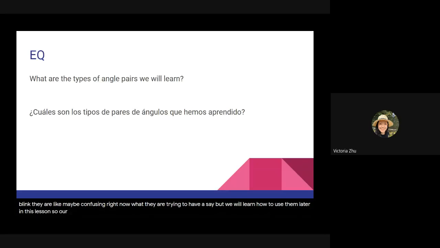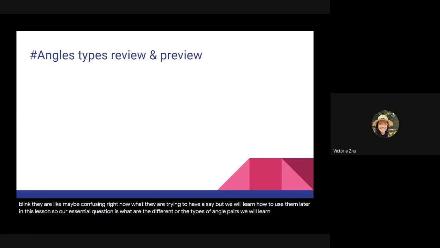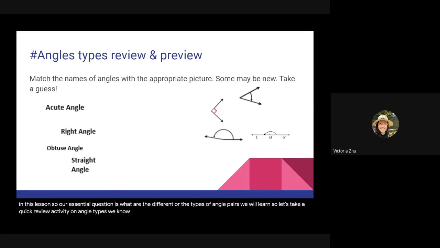So our essential question is, what are the types of angle pairs we will learn? So let's take a quick review activity on angle types we know. Take a look at these guys. Match the names of the angles with the appropriate picture. One might be new, but take a guess. It should be fairly apparent from the picture and the name. Go ahead and pause the video.